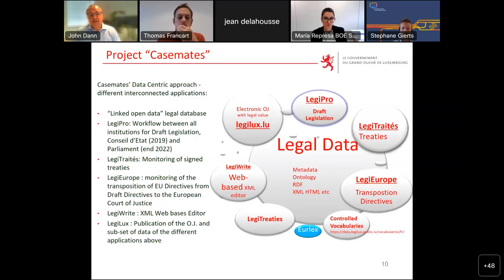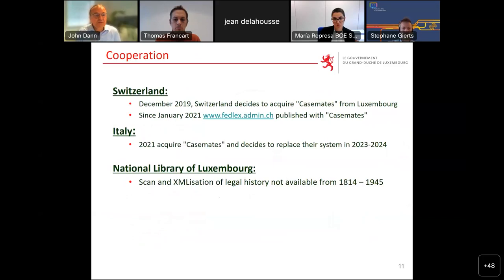Very briefly, I won't go into detail. It's really the data approach. Data is really central, it's in the middle, and all the other applications are Legipur for draft legislation and LegiEurope for transmission of directives for follow-up. It's really only a window on partial data, which is in our big Casemat system. The approach has been proven over time to be the good approach, and I'm very proud to mention that Switzerland has acquired Casemat, and since January 2021 Fedlex is publishing with the Luxembourg system. Italy also acquired our system, and we will be replacing theirs in 2023-2024.